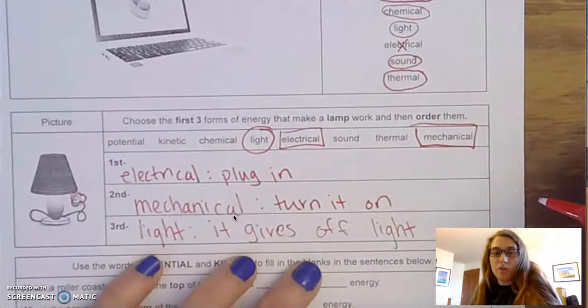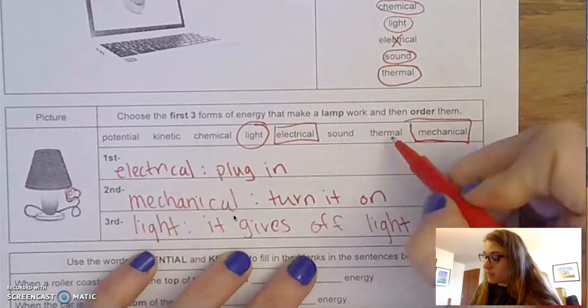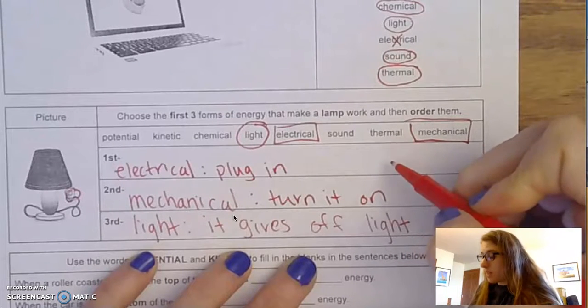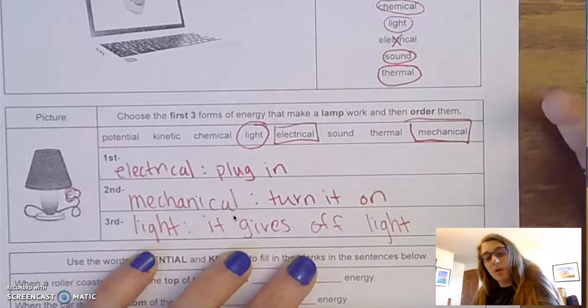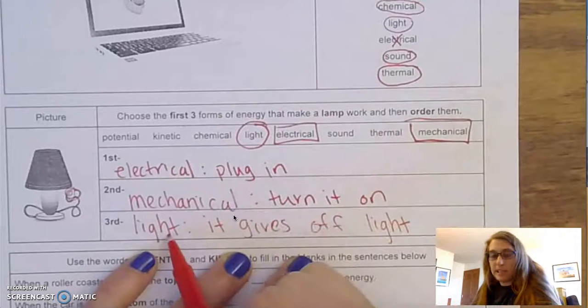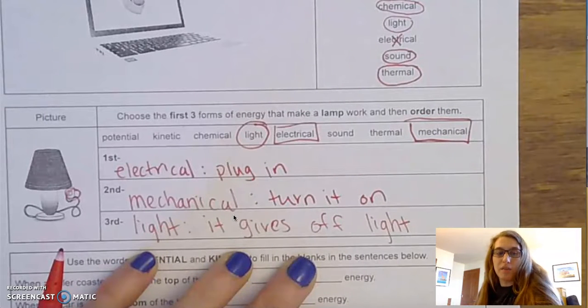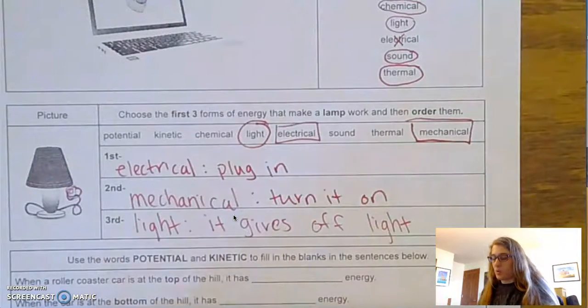Now, a lot of you are going to be thinking to yourself, oh, but it could also have thermal because it gets hot. Sure, totally could. Maybe you think to yourself that it might have some sound with the clicking of the button. Okay, but we do definitely need the point of the lamp, which is the light. So that's why we just asked for the first 3, because these 3 are the most important to making a lamp work. All right, you are going to have questions on this on your Google form.